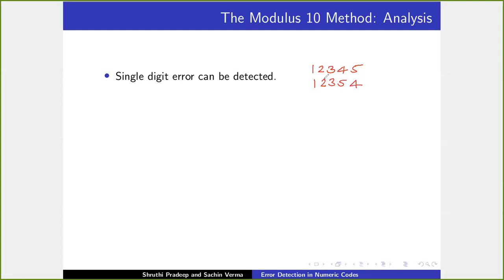Now the problem here is that whether I add this or that, the addition is going to be the same. So this type of error I won't be able to detect with this method. I've just taken 1 2 3 4 5 for simplicity, because please remember that in this method the condition is that when we add all the digits and take modulo 10, we must end up getting 0. So in this case it will be 5, 10, 14.